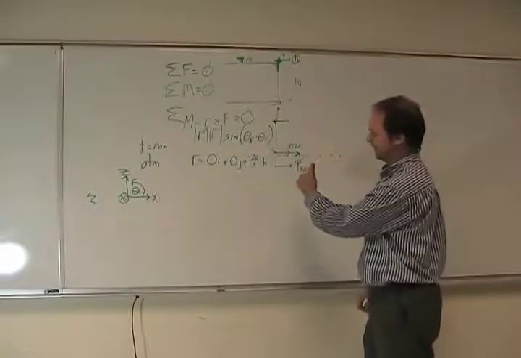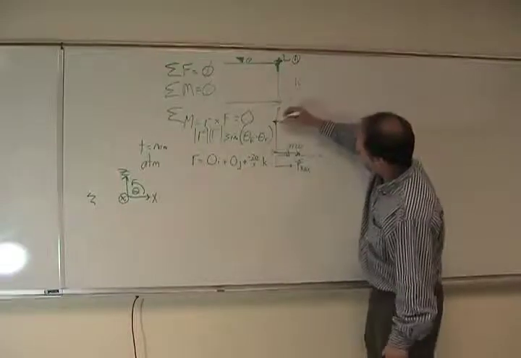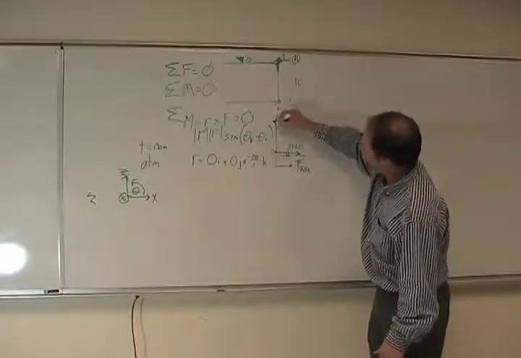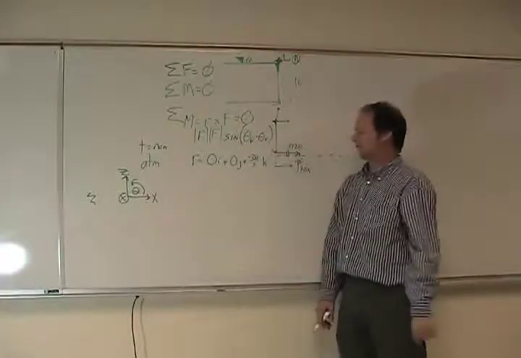It's not. Yes, it is. It goes down here. That is this vector from here to here. It's the vector from the spinning point to the point of application of the force.